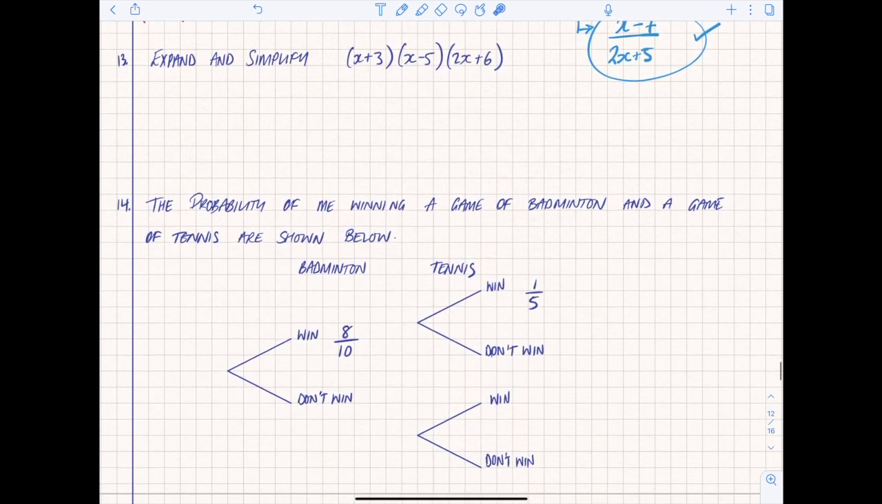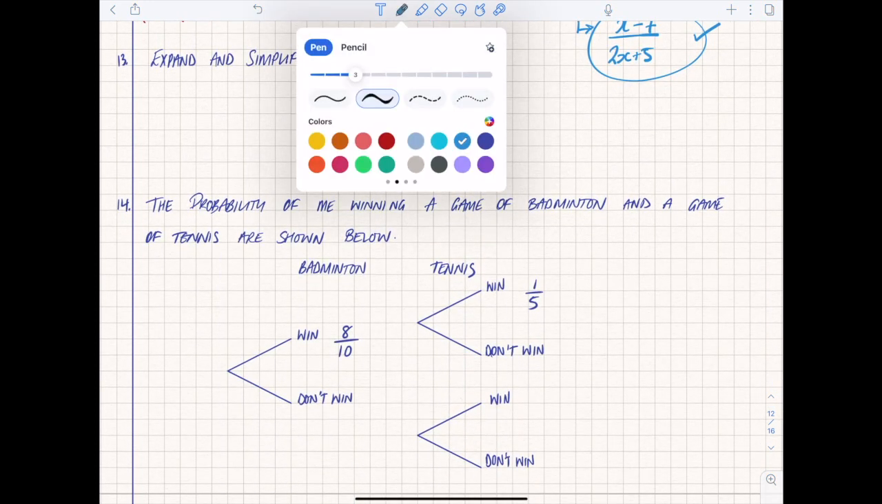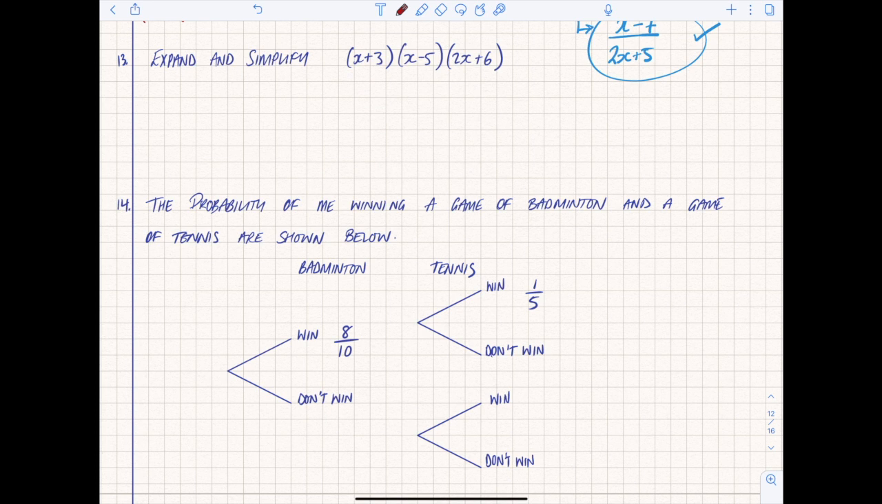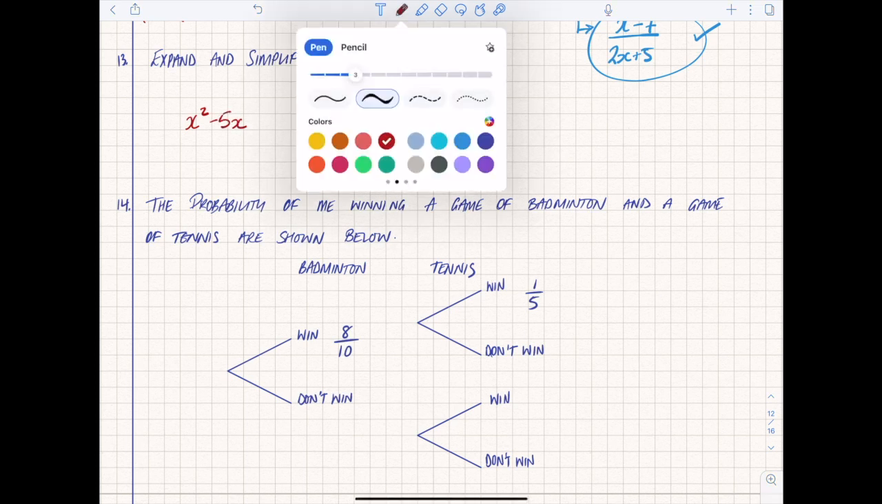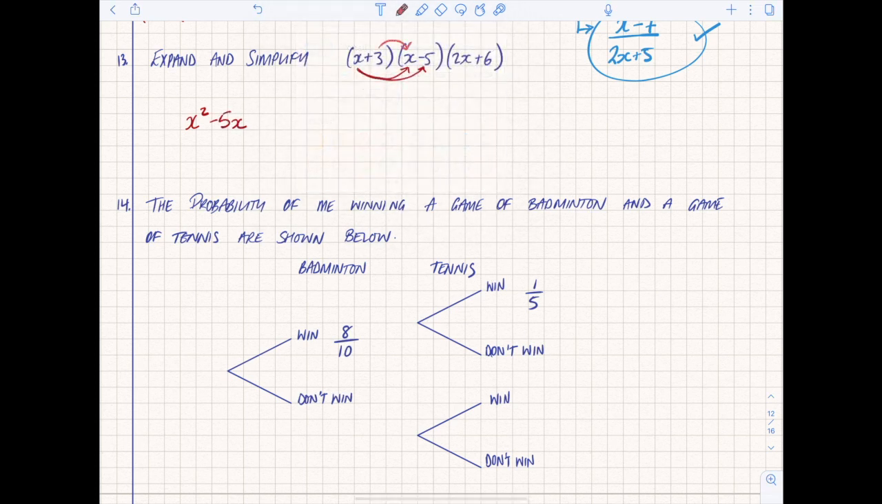Okay, next one, question 13. What we're looking at is expanding three sets of brackets. So the way I like to use this is ignore the third one for a minute. We're just going to expand the first two. So moon method here gives me x squared. So x times x, and then x times minus 5 is minus 5x. Then I do 3 times x, which is 3x. And then I do 3 times minus 5, which is minus 15.